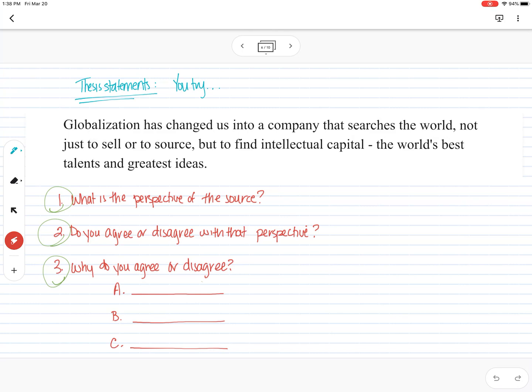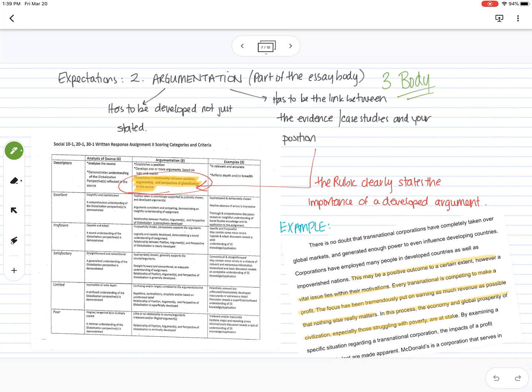Otherwise, if you're happy with the explanation and the one that we just did together, you can hold off right there. So again, those three things that you will want to accomplish right away are: what is the perspective of the source? Do you agree or disagree with that perspective? And then let's come up with a list of whys in terms of your agreeing or disagreeing. Feel free to plunk all of that back into the structure of the thesis statement I gave you a few slides back. So that's going to conclude your introduction paragraph.